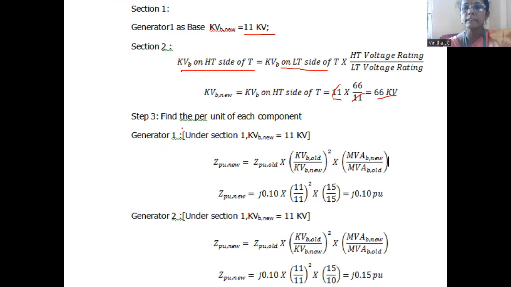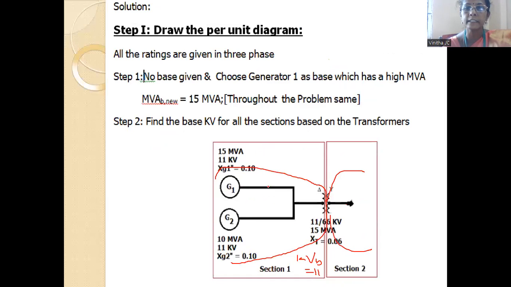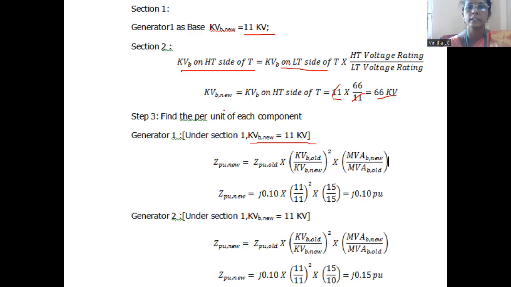Now after calculating this kVB, we need to calculate the per unit reactance for each and every component in the system. So first one is generator 1. For this generator 1, in section 1, the new kVB is equal to 11 kV. What is its new MVA value? It is 15 MVA, and for the entire calculation it remains constant. So now we can apply the formula: Z per unit new equals Z per unit old into kVB old by kVB new the whole square into MVAB new divided by MVAB old. So this Z per unit old.